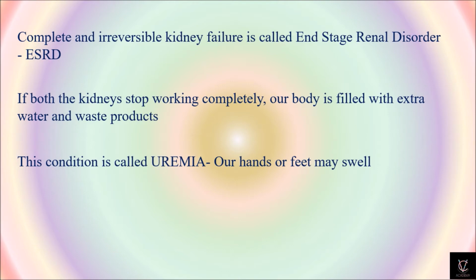So what are the two important things we have discussed here? One is ESRD and the other one is uremia. Complete and irreversible kidney failure is called ESRD or end-stage renal disorder. And when both the kidneys stop working completely, the body is filled with extra water and waste products, and our hands and feet may swell up. This condition is called uremia.